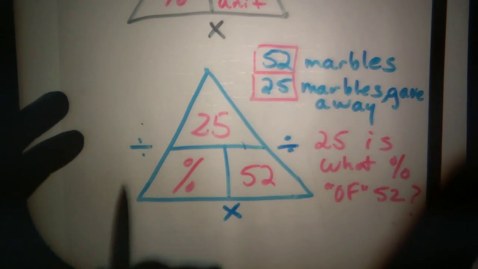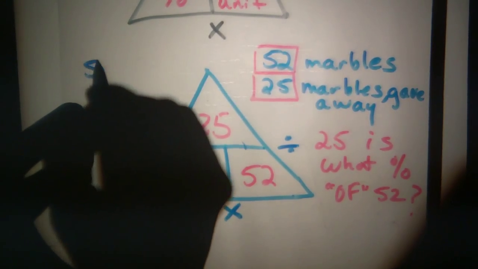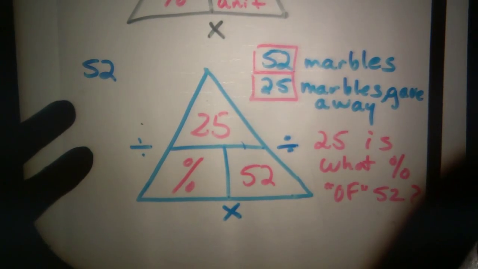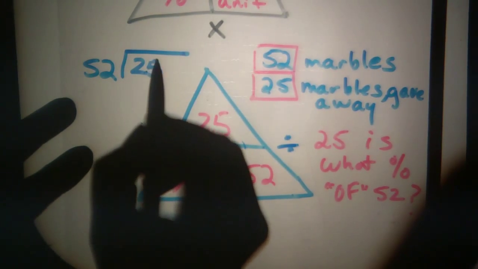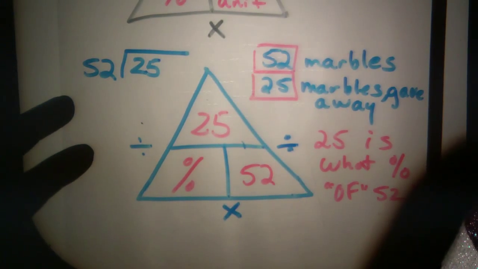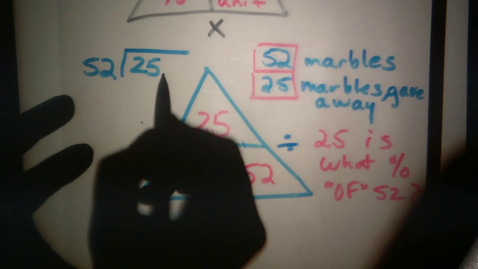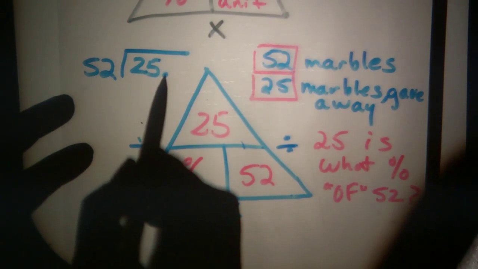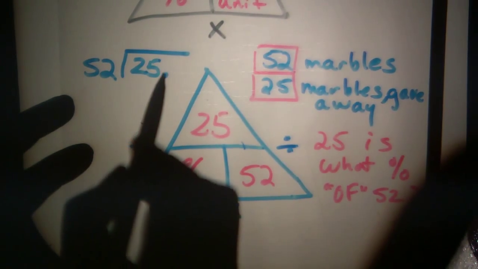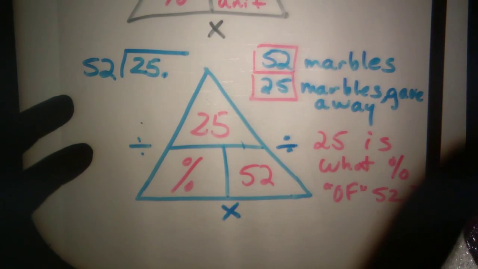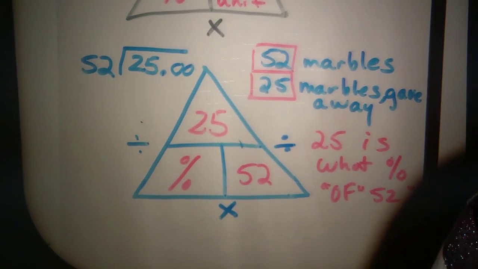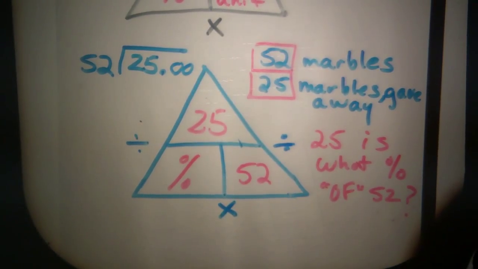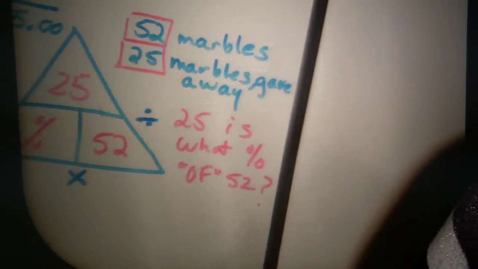We can set it up as 52 is the divisor, 25 inside the house. It's a whole number. Whole numbers always have a decimal. It's given that they have a decimal behind them, to the right of them. I can add as many zeros as I find necessary. Let's get us another sheet of paper to write this down. Let's do our division.